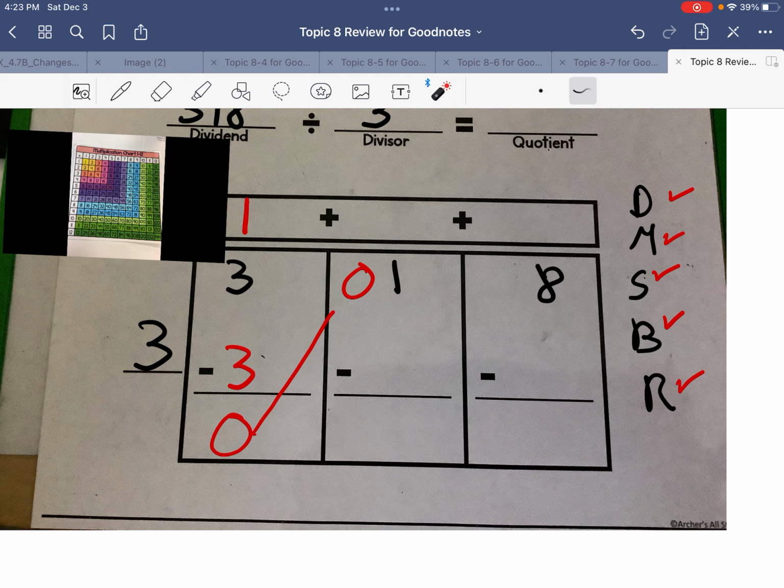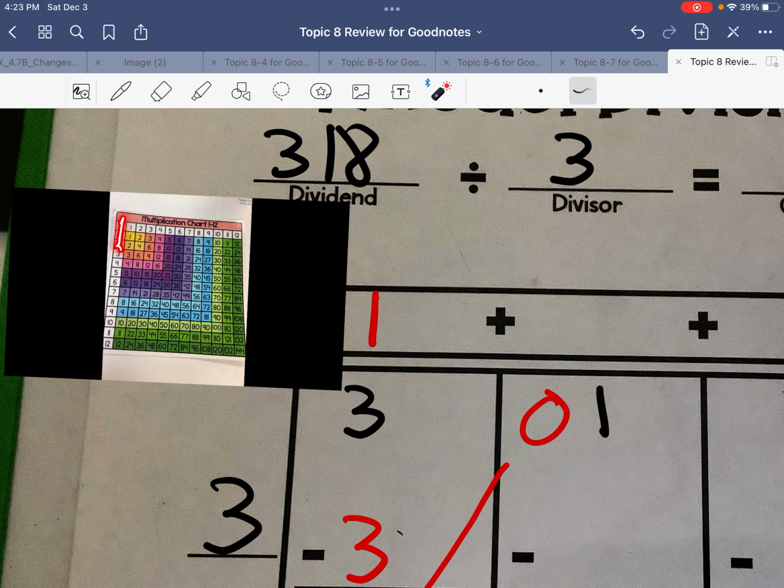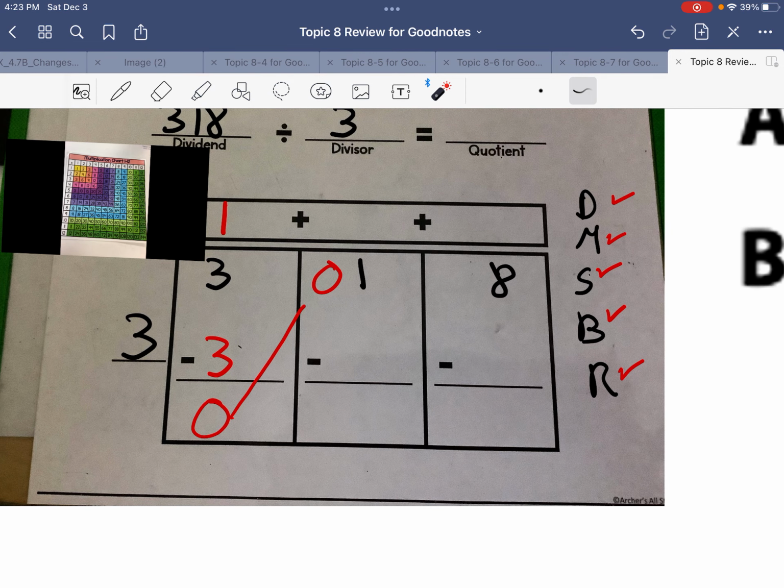So I'm going all the way back to divide. So how many times can 3 go into 1? So let's look. If I go to my 3s, I'm looking for 1 or less. Well, I only get 3, and then everything is higher. So if there's no 1 or less, that means 3 cannot go into 1.